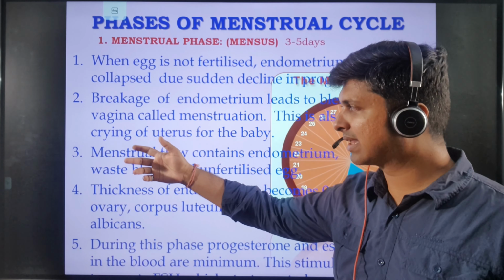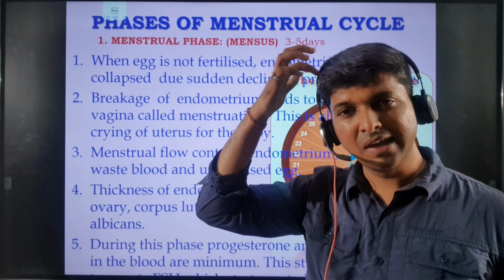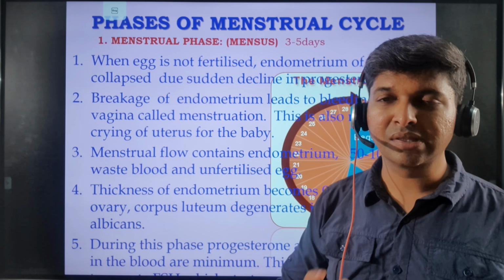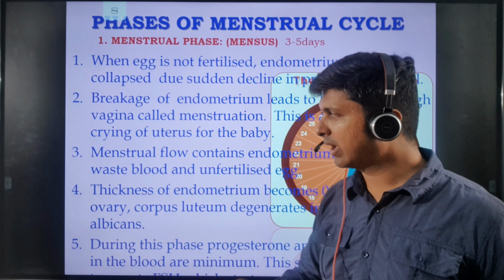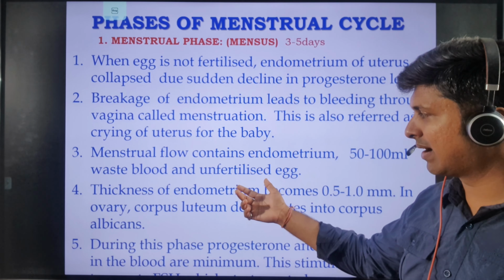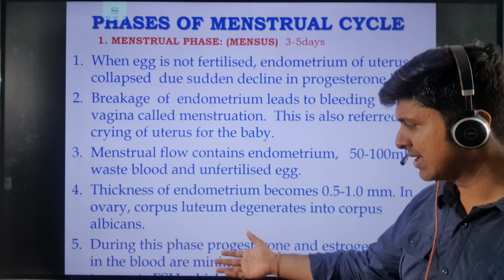That's why the bleeding is there, as I told you. This is also referred to, in poetic language, as the crying of the uterus, or the weeping of the uterus, because the egg did not get fertilized. Menstrual flow contains endometrium, 50 to 100 ml of waste blood, and the unfertilized egg. I've told you about all this.